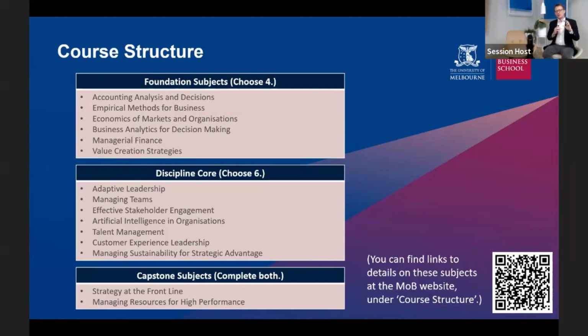And then after you choose 6 of those subjects and complete those, we have the capstone subjects. And you would need to complete both of those, and this really finishes off your studies in the program, Strategy at the Front Line and Managing Resources for High Performance, where you're integrating a lot of the learning that you've done earlier in the program to complete these capstones.